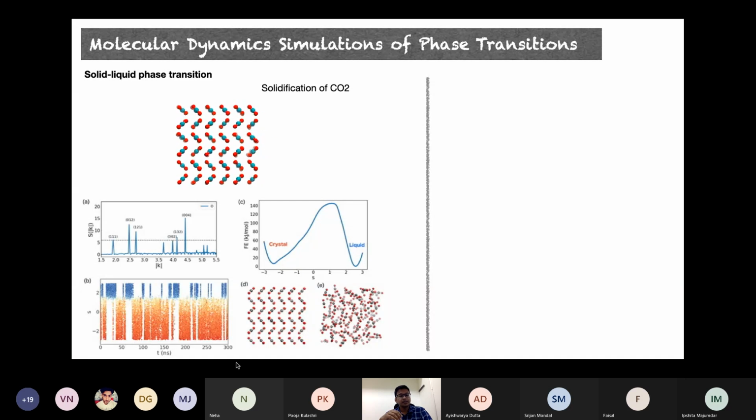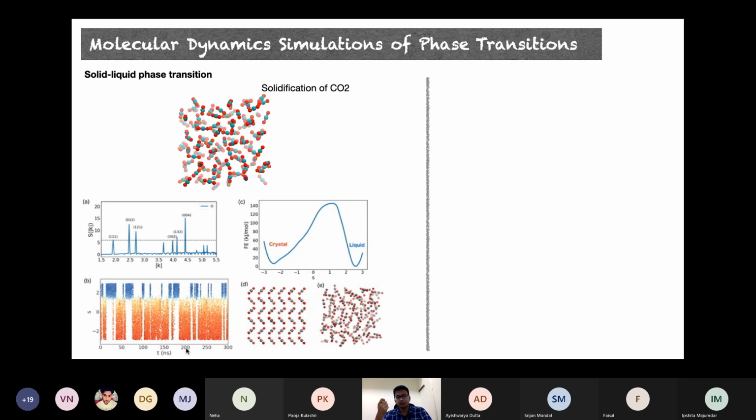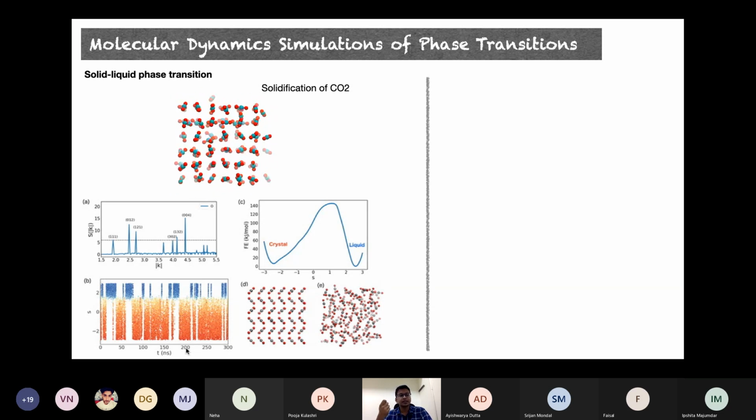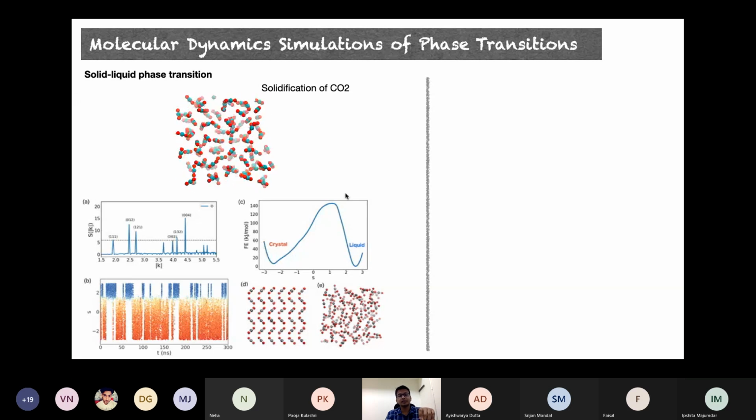Similarly, here we run the simulation up to some time. This is in the nanosecond time scale, which is a much smaller time scale. But then we see the transitions going from the fluid phase to the crystal, which is shown in red, and back to the liquid. By doing this, we can now calculate the free energy. We started from the system, carried out the simulation to understand what is happening, and now we analyze it and calculate the free energy.